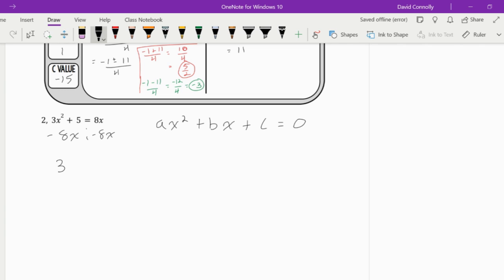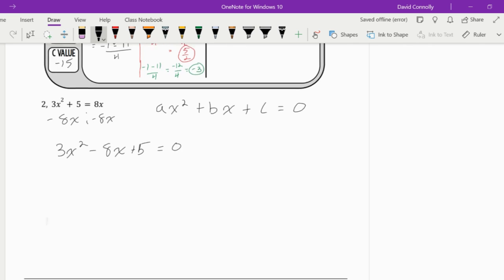We get 3x squared minus 8x plus 5 is equal to 0. Notice when I subtracted the 8x, I didn't combine it with the 3x squared. I didn't combine it with the 5. It's its own term. It can't be combined with the x squared term or the constant term, which is the 5. It just needs to be placed right in the middle of the two. So now we're going to go to the next page.